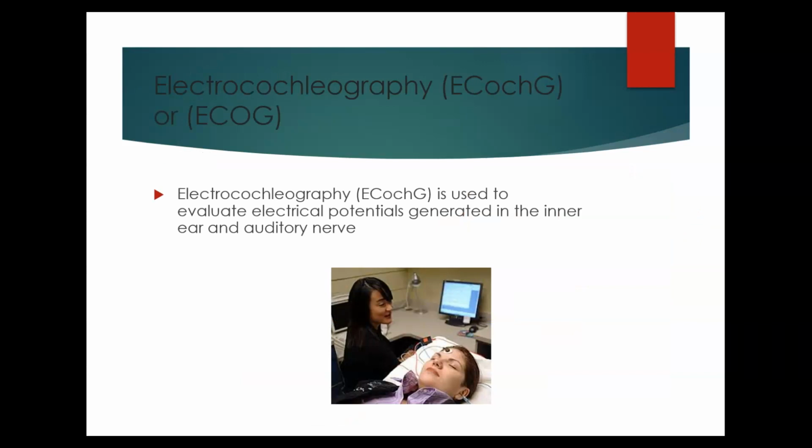So first up is electrocochleography, which is typically recognized by its acronym ECOG or ECoG. Sometimes you'll see ECochG. Either are acceptable. And this measure is kind of outdated, although it is used frequently for some differential diagnosis. So an ECOG is used to evaluate the electrical potentials in the inner ear and the auditory nerve.